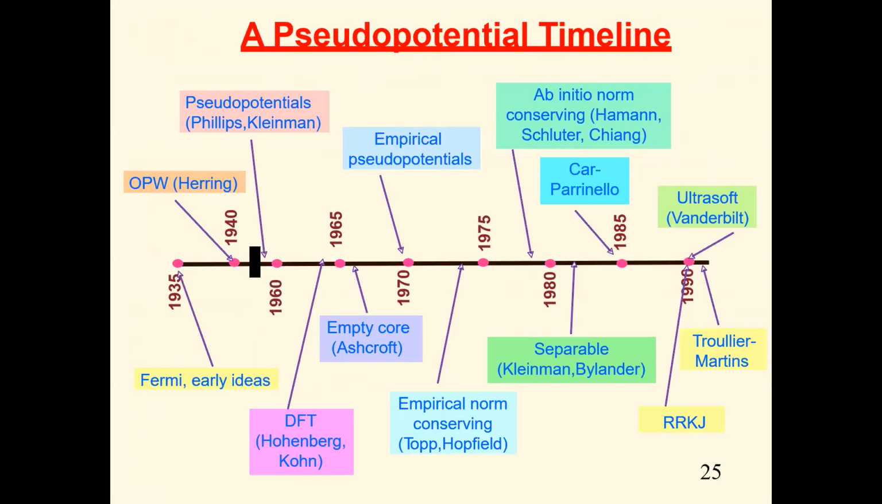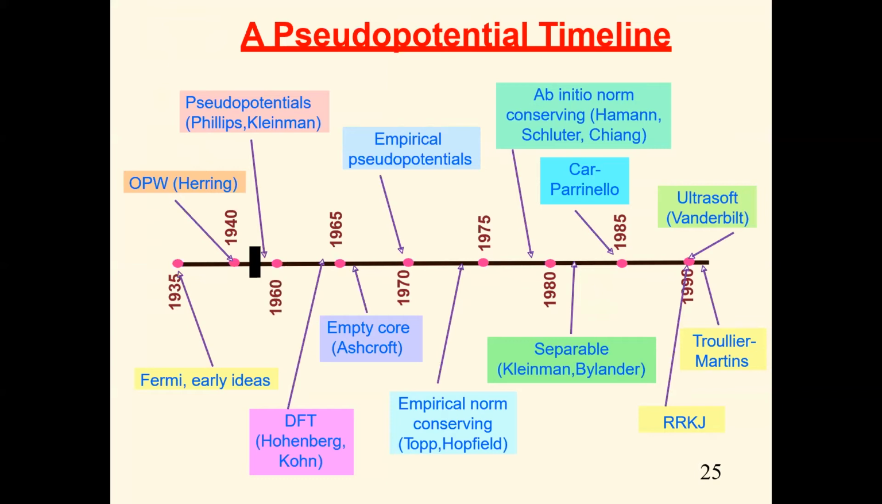This slide gives the timeline of the pseudopotential. Fermi gave the first idea of the pseudopotential in 1935. Then Herring gave the OPW method, the orthogonalized plane wave method, in 1940, and the first pseudopotential formulation in equation form was given by Phillips and Kleinman between 1940 and 1960. Then density functional theory, given by Hohenberg and Kohn, was established between 1960 and 1965.